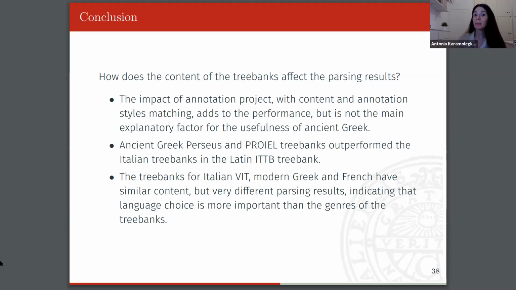Then the ancient Greek Perseus and PROIEL treebanks outperform the Italian treebanks, also in the Latin ITTB treebank, as I said. And finally, the treebanks for Italian VIT and the modern Greek and French treebanks have similar content. They are all news articles or political articles, but they have very different parsing results, indicating that language choice is more important than the genre of the treebank, actually.